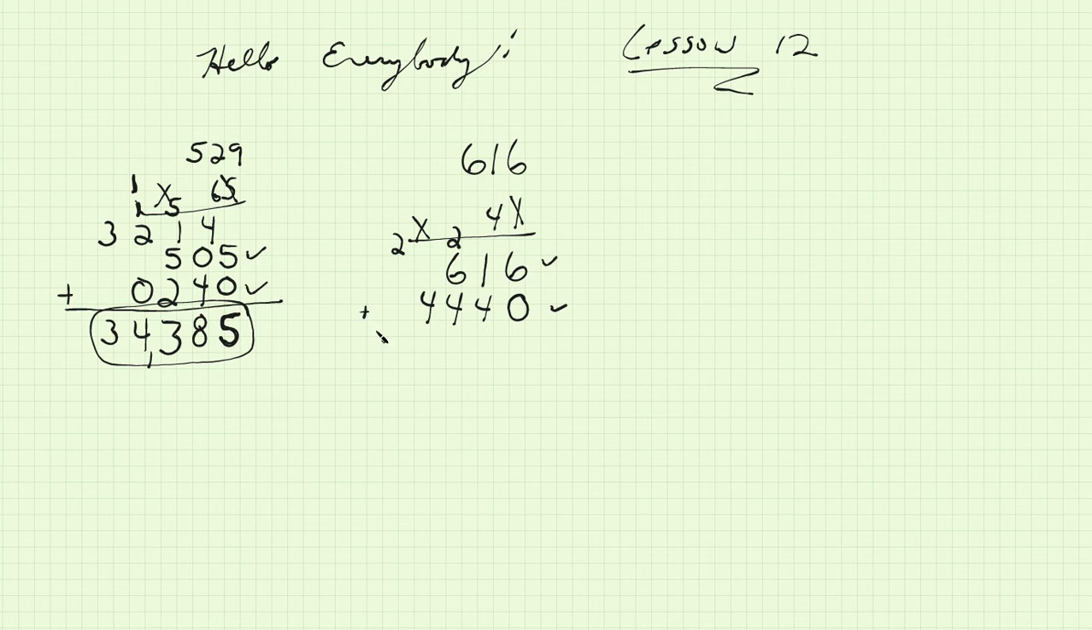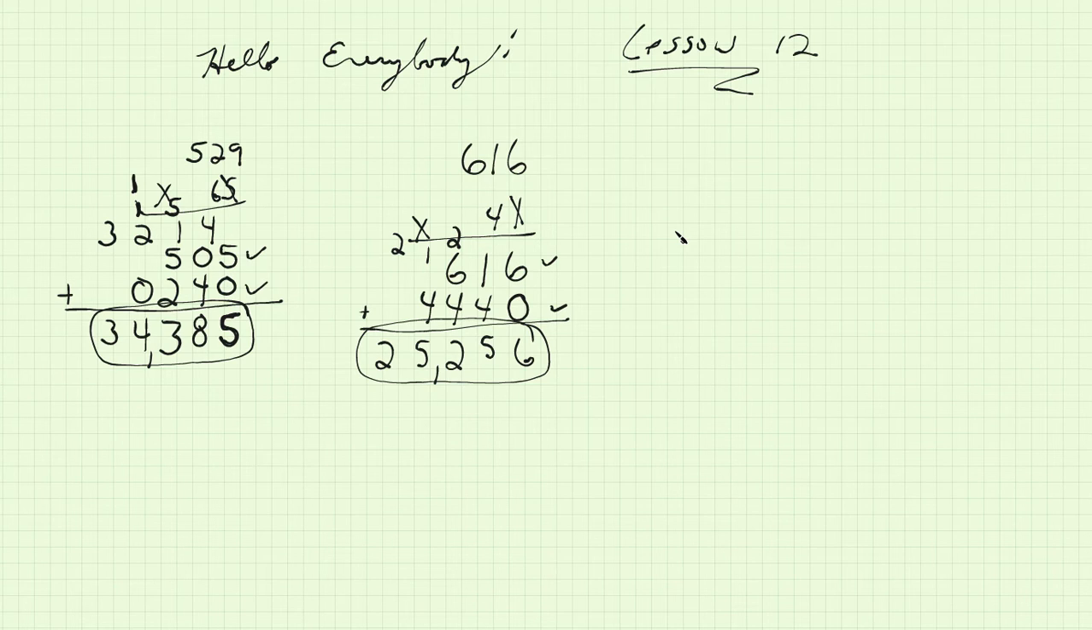I can go ahead and add this whole thing up. 6 plus 0 is 6. 4 plus 1 is 5. 6 plus 4 is 10. Plus this 2 would be 12. 4 plus 1 is 5. And then just 2. So this one's going to be 25,256. Right? You guys want to see one more before I turn you loose?